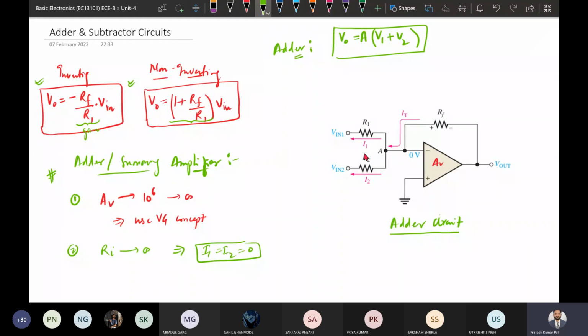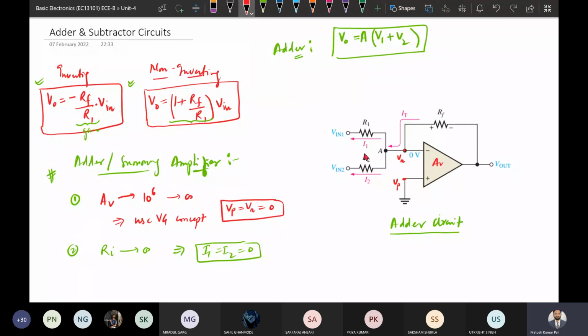And in the first case, when gain is infinity, we are going to use the virtual ground concept. That means Vp will be equal to Vn, that will be equal to 0 because Vp is ground. So this is Vp and this is Vn. So Vp and Vn will be shorted, or connected. Vn will also be connected to ground because Vp is ground. So that's why it is given here 0 volt.